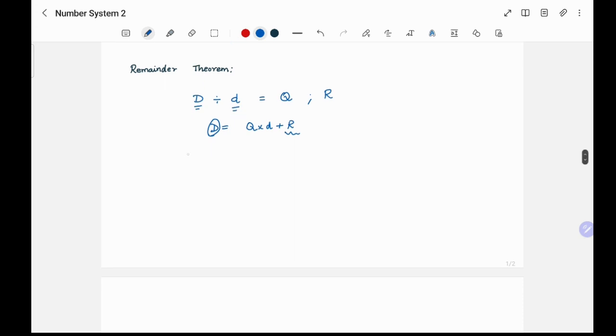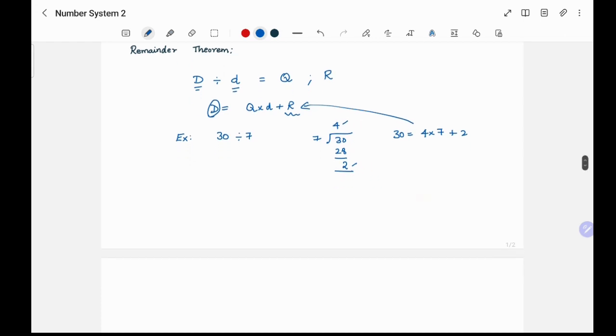So for example, let's say 30 is divided by 7. We have the division methodology, right? 30 and 7. So 4 times we get 28 and 2. So 4 is the quotient and 2 is the remainder. So 30 can be represented as 4 into 7 plus 2. So this is the same as this one, right? This is the general one.